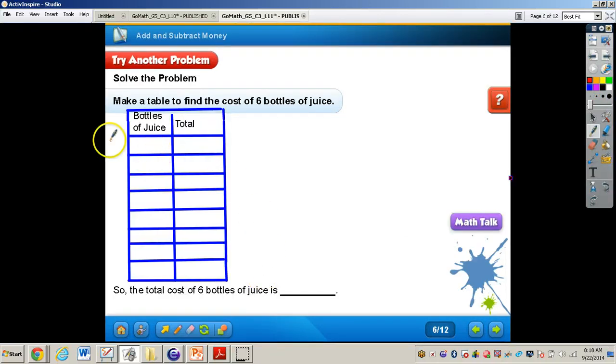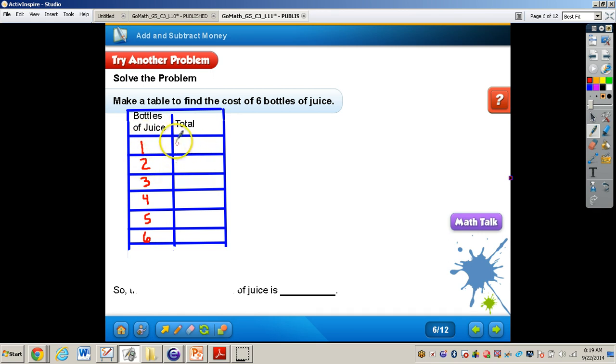Okay, now here's what I want you to do. I want you to make a table, left-hand side, label it bottles of juice, right-hand side, total, and after that I want you to write in the numbers with sections 1, 2, 3, 4, 5, and 6. You can see I have 2 extra sections here. I'm not going to worry about that too much. I'll just erase that here. So I want you to make a table with 6 sections, and I erased those extra sections now, and we can see 1, 2, 3, 4, 5, 6.